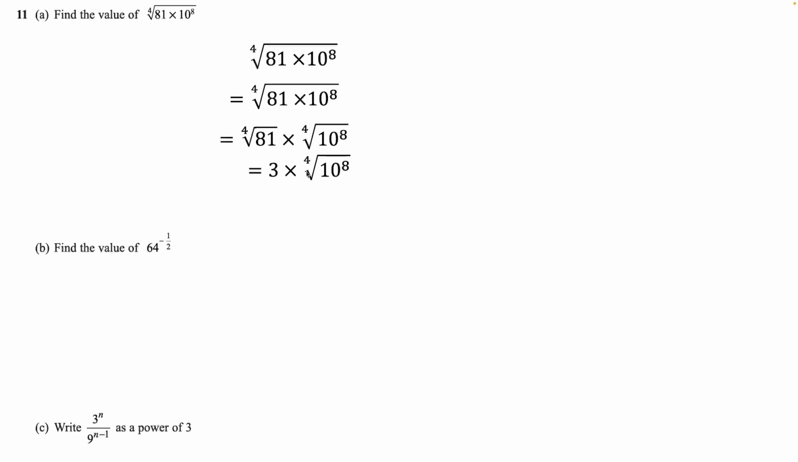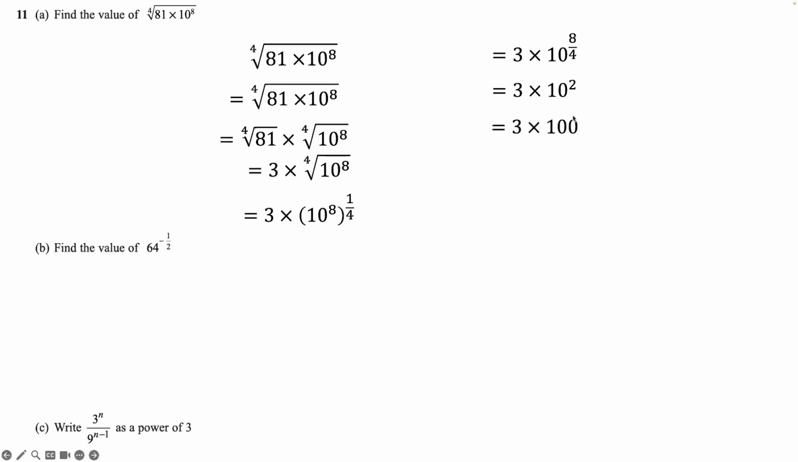So now we're left with 3 times the fourth root of 10 to the 8. Well, I'm going to rewrite this. We know from our laws of indices that we can rewrite these roots as fractional indices. So instead of saying 10 to the power of 8 fourth rooted, I can say this is 10 to the power of 8 all to the power of a quarter. Well, again, using laws of indices, I can multiply these two powers to give us 10 to the power of 8 over 4. And 8 over 4 is also 2. So this just simplifies to 3 times 10 squared. Well, 10 squared is 100. So you get 3 times 100, which is 300.